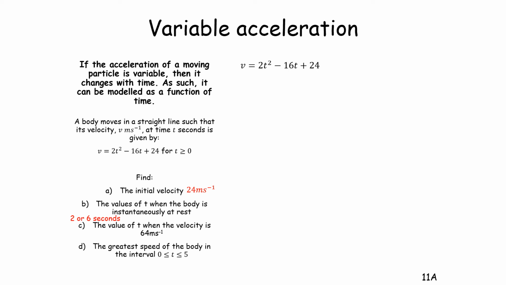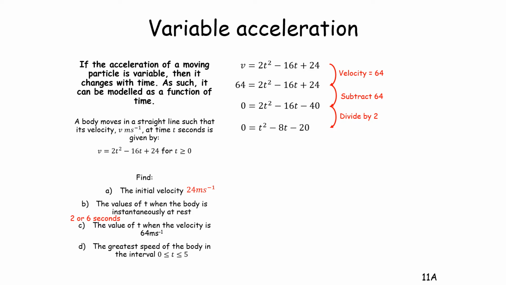So to find the value when the velocity is 64, we simply replace the v with 64. We subtract 64 to make it equal to 0. Okay, so now you could divide it by 2 to simplify this quadratic. And then if we simply factorize, it gives us t is equal to 10 seconds. And t equal to minus 2, well, time cannot be negative, so we know that's the only solution, t equal to 10 seconds.